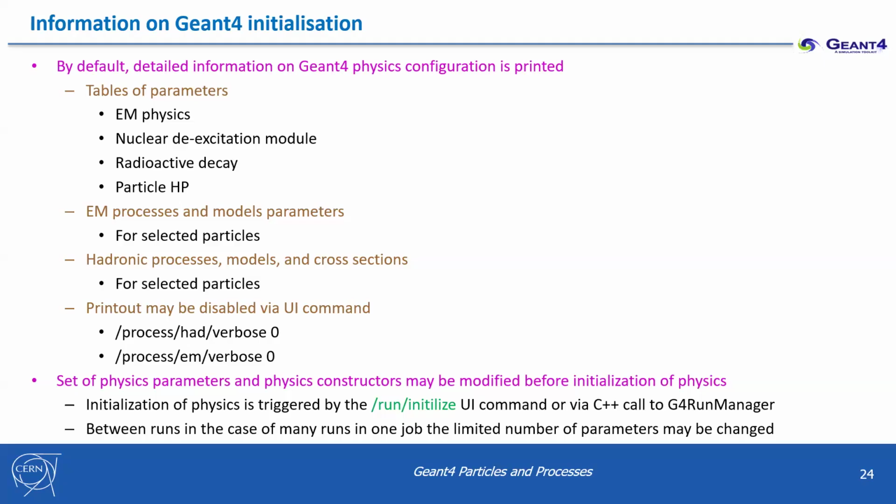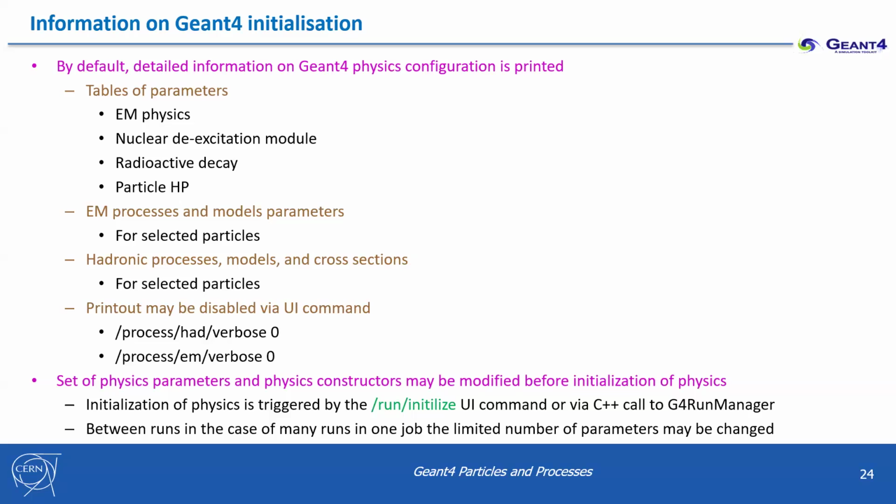We print separately electromagnetic and hadronic. Of course, it is important information in order to understand what is used in your simulation. But when you become familiar, many users will say, no, I don't want to see it. I trust that physics configuration is correct. In that case, all these printouts may be disabled.